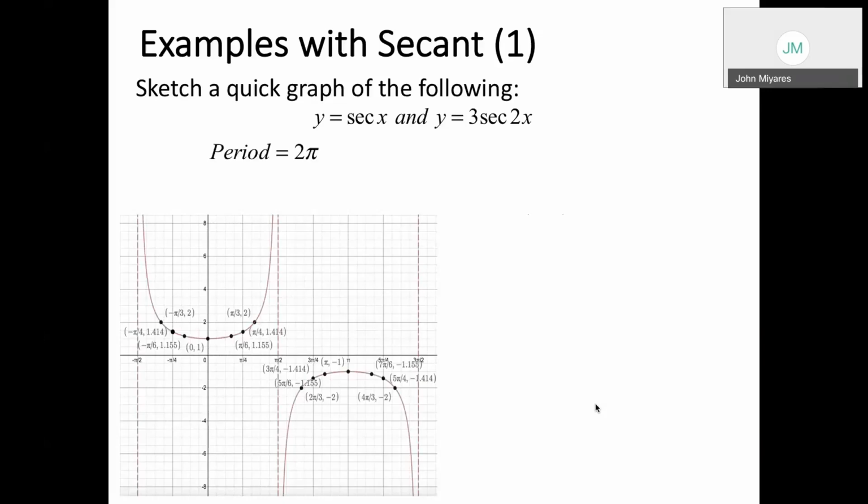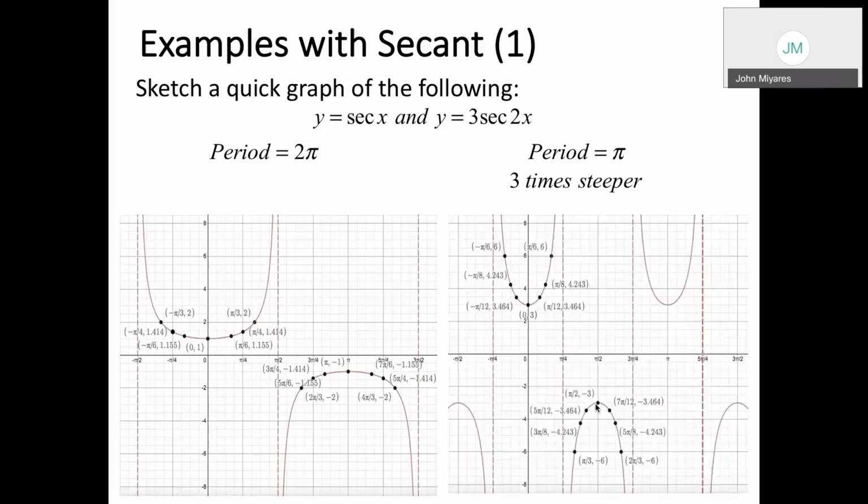The period of the secant graph is 2 pi, but when you look at the period of y equals 3 times the secant of 2x, it gets cut in half because of the b value equaling 2 in front of the x. Additionally, the 3 in front of the secant is going to make the y values 3 times steeper than they normally would be. This is going to make the graph of our final function look something like this, where instead of starting at the point 0, 1, I'm at the point 0, 3. And then the values on the lower parts of the graph peak out at y equals negative 3, and they work their way down from there.